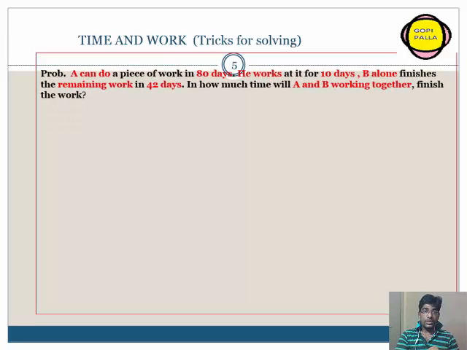A can do a piece of work in 80 days. He works at it for 10 days. B alone finishes the remaining work in 42 days. In how much time will A and B, working together, finish the work?